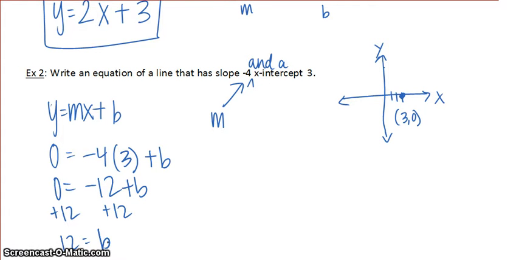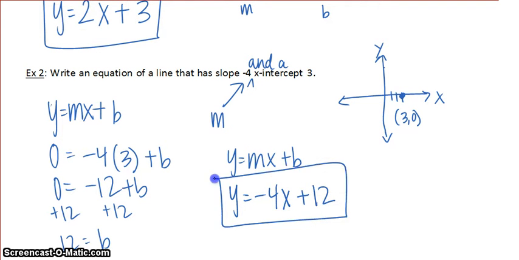Okay, so if 12 is my b, then I can go back and put in my equation. So I need my equation as y equals mx plus b, and I'm not going to plug in my x or y anymore because I want that to be in the equation. So I'm going to plug in my m and my b. So my m is still -4, and my b is plus 12. So now I have my equation.